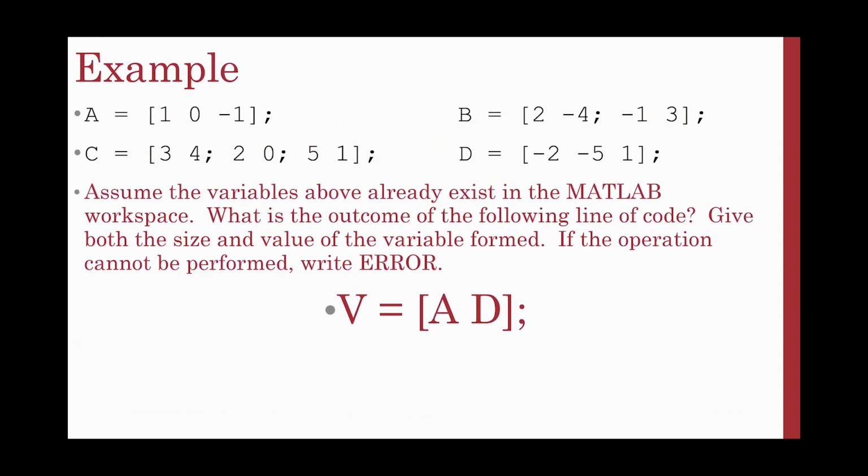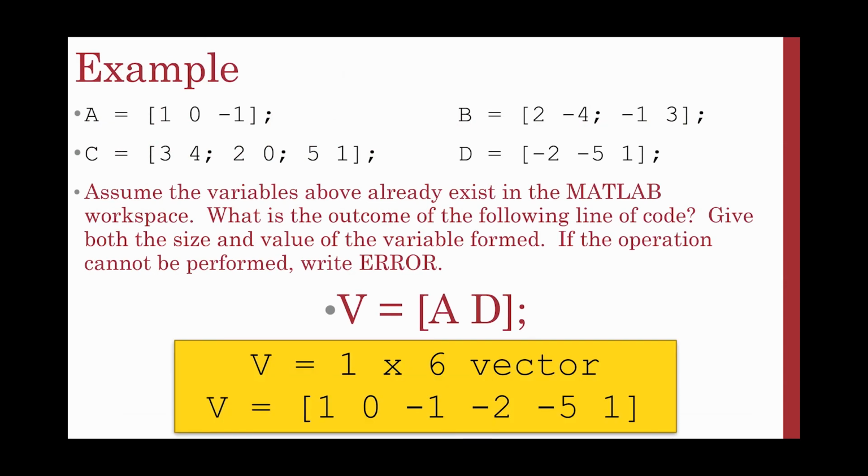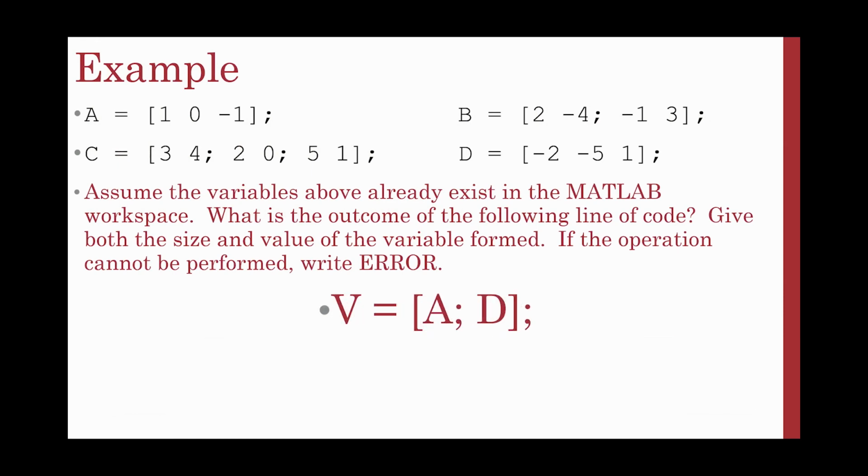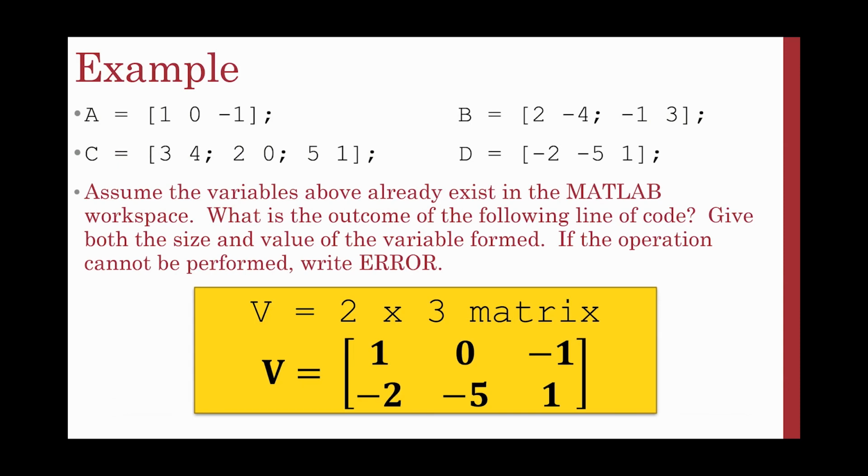So we're going to look at another example. We have assumed the variables above, we already defined them. We want to know the outcome of the following line of code. Basically, I want to define a variable v, and in that variable v is going to be vector a and then vector d. This code works. It's going to give us a 1×6 vector, and it's going to be the values of vector a, which is 1, 0, -1, followed by the values of vector d, which is -2, 5, 1. If I did a semicolon d, what's actually going to happen? Well, it's going to put a in the first row and then d in the second row, so we actually wind up with a 2×3 matrix.